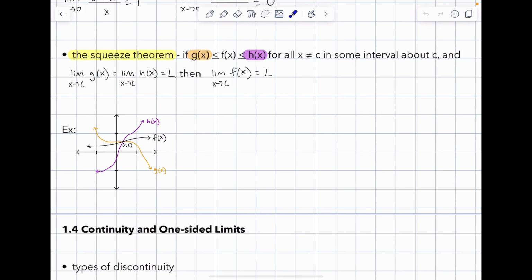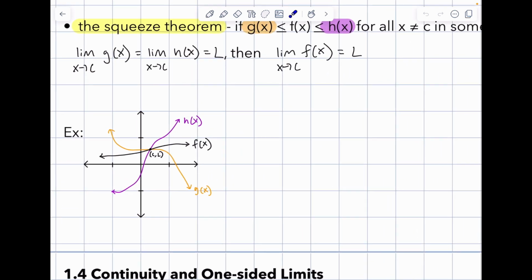So now we have the squeeze theorem, which basically states if g of x is less than or equal to f of x, which is less than or equal to h of x for all x not equal to c in some interval about c, and the limit as x approaches c of g of x equals the limit as x approaches c of h of x equals a value L, then the limit as x approaches c of f of x will also equal L.